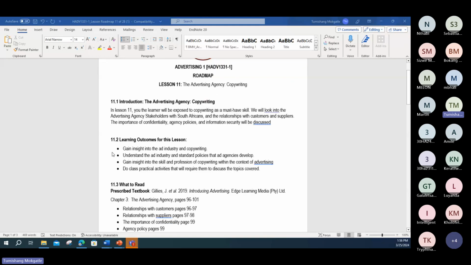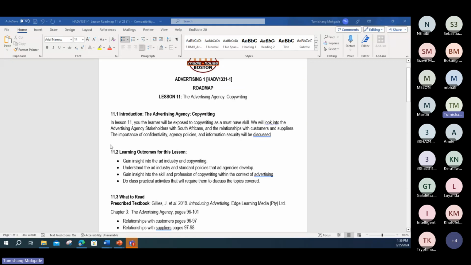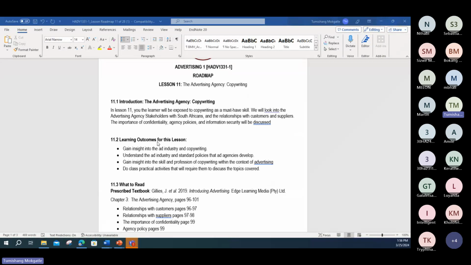So we are doing lesson 11. Welcome to week 6. We're doing advertising agency and we are focusing on copywriting. It says in lesson 11, you, the learner, will be exposed to copywriting as a must-have skill. We will look into the advertising agency stakeholders within South Africa, and the relationship with customers and suppliers, then also the importance of confidentiality, agency policies, and information security will be discussed.